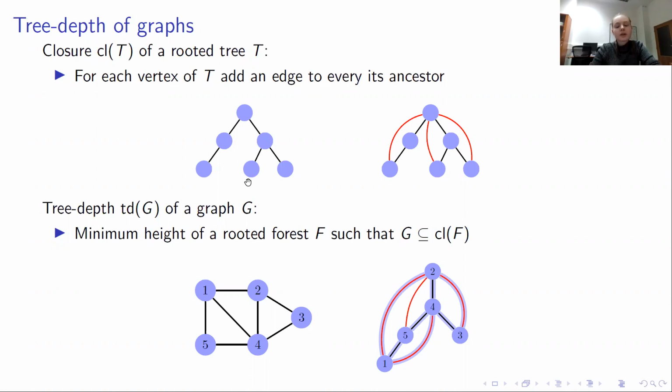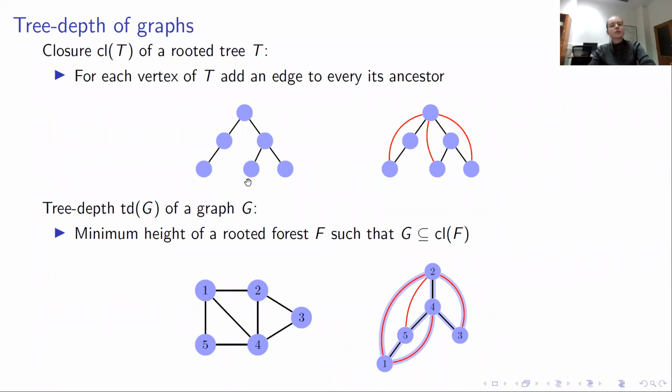So it's a number, and the lower the number, the closer it is to a tree. And tree depth is something very similar. It's a parameter that measures how close my graph is to a tree of small depth, so a star. And formally it's defined via decomposition.